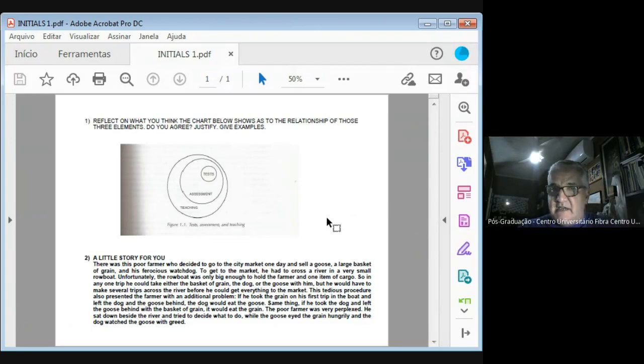Nós já temos aí, we already have some assessment in the story. What is the assessment? The boat is very small. The capacity of cargo is only the farmer and one item of cargo. All this is information that he already has. So, this is assessment, okay? He knows this information. He's conscious of that information. So this is assessment. But he needs the money. He needs to sell those items.